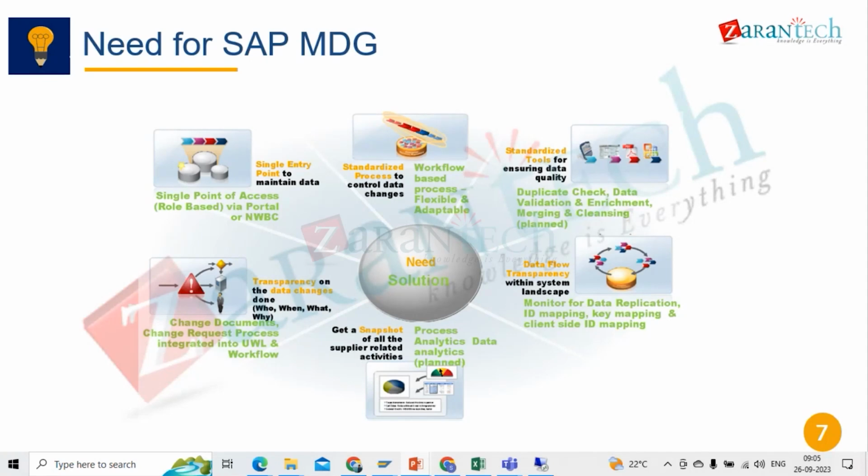As you are working as an MDG governance owner, you may want to check today how many change requests have been created and which objects they were created for. Here in MDG we have an app called change request analysis. For that you need to work with your business basis team to assign a few roles there. Once they assign the roles, only then are you able to check all the analytical apps.